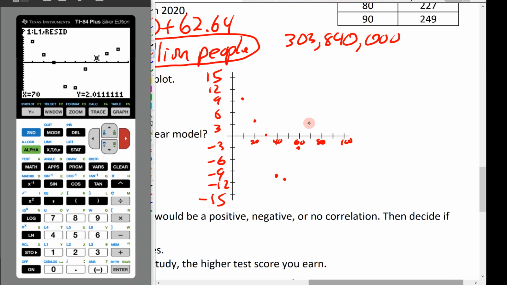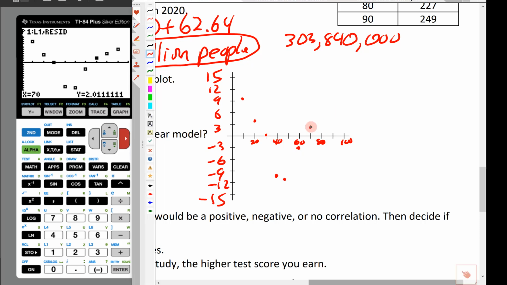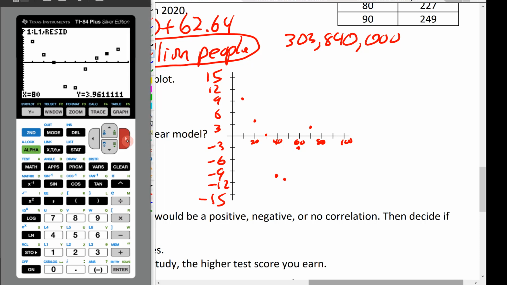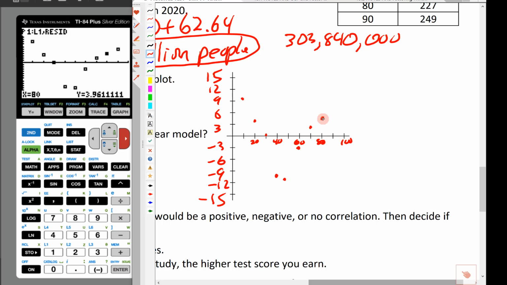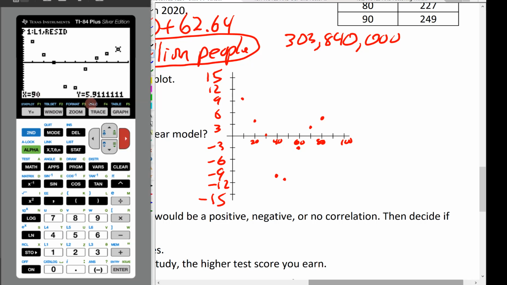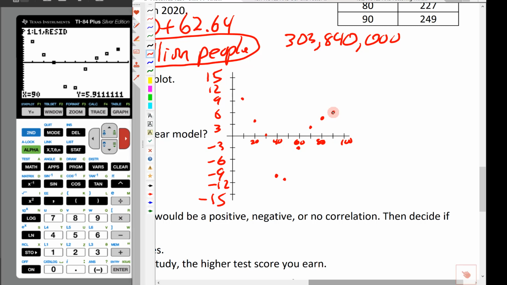70 and positive, so now we're at about positive 2, so we're a little bit above the axis right here. 80 and 3.96, so that's about 4. So somewhere around right there. And then the very last one is going to be at 90 and 5.9, so about 6. So 90 and 6 would be about right here.